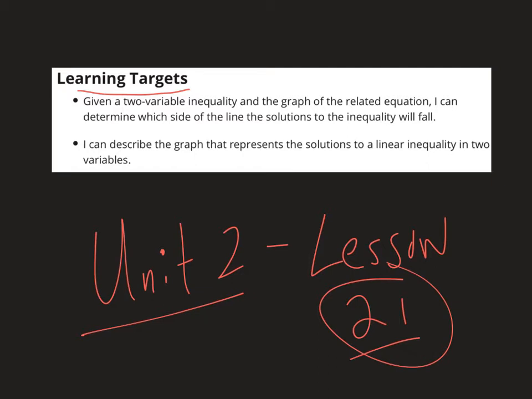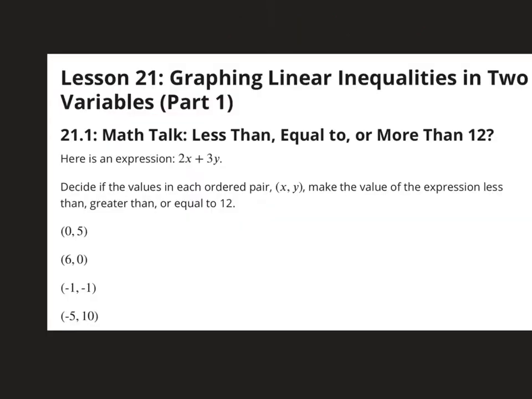Okay, so what we're going to do here is we're going to move into two variable inequalities, right? So you were solving 3x is less than 12 and you were able to deal with that. But now we're going to start bringing in two variables, so x and y, all right? And you're going to be determining which side of the line has the solutions, right? And you're going to be able to describe the graph that represents the solutions in a linear inequality of two variables. All right, let's get moving.